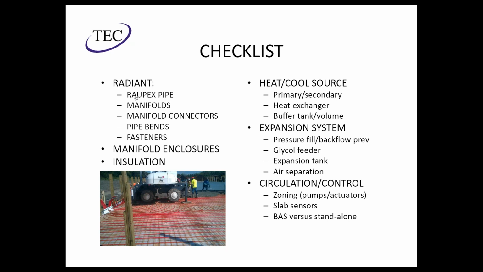When you're doing radiant, you have to make sure you have your pipe, manifolds, manifold connectors, the pipe bends, and the fasteners. Make sure you're addressing manifold enclosures if necessary, whether it's a supplier provided cabinet or you're providing your own access panels, something to keep in mind when you're doing your total costs. Insulation, make sure you're either providing insulation or the general contractor or concrete contractor is providing it. It's important to make sure who's getting charged with that task there.